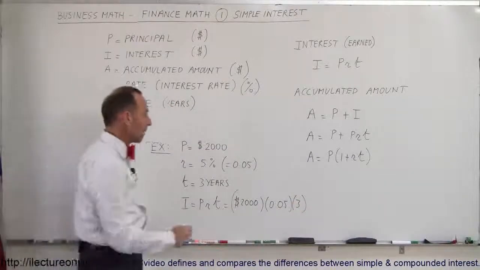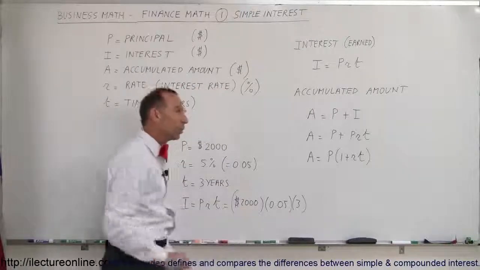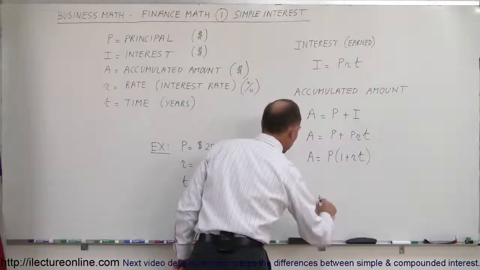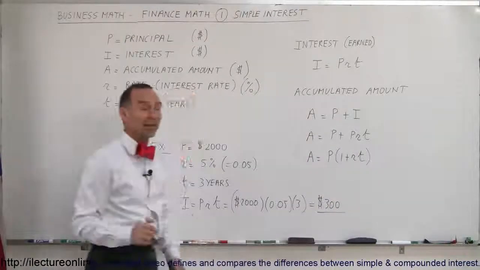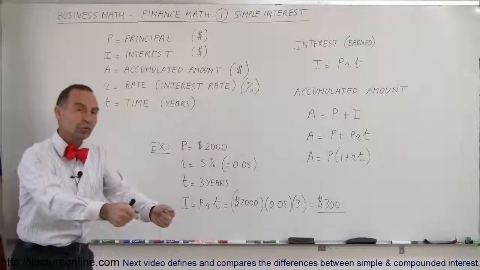So what is the total amount? Let's see here. 5% on $2,000 is $100 times 3, so that would earn you $300 after 3 years. So after 3 years, you would get your $2,000 back. They will pay an additional $300.